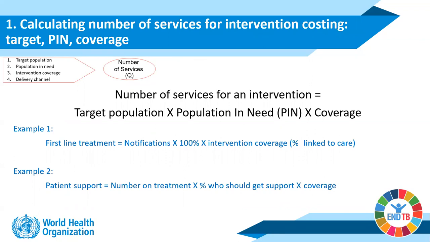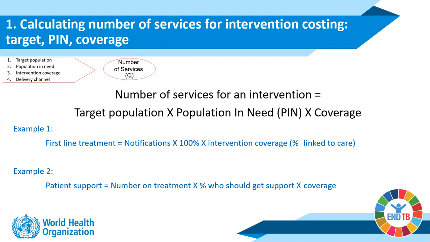The first point that we would look at includes the target population, the PIN, and the coverage. And this is used to calculate the number of services. For example, if we think about first-line treatment, you would treat the number of notified persons as your target population. We would expect all of them to need treatment, so we would have a population in need of 100%, and this would be multiplied by the actual intervention coverage, which could be used to represent the percent who are actually linked into care.